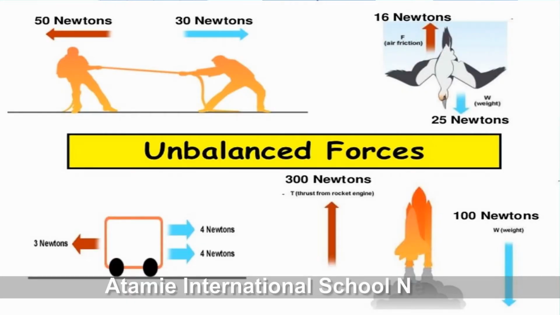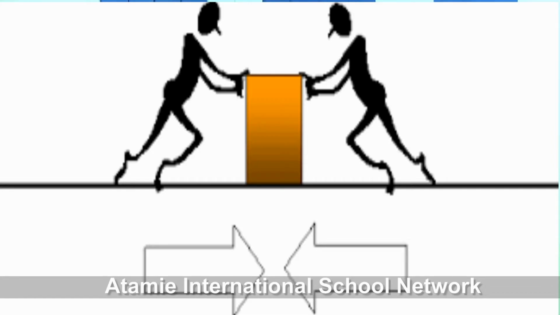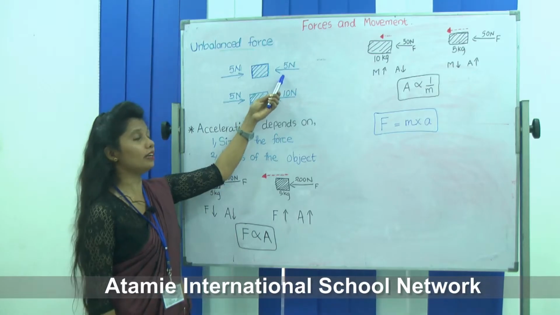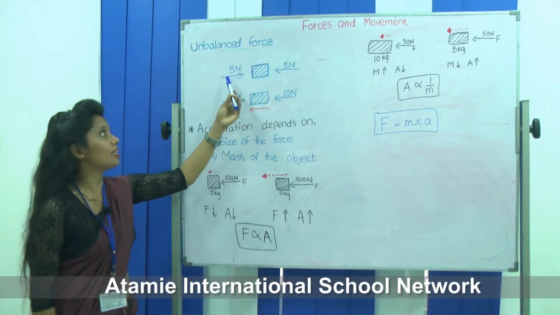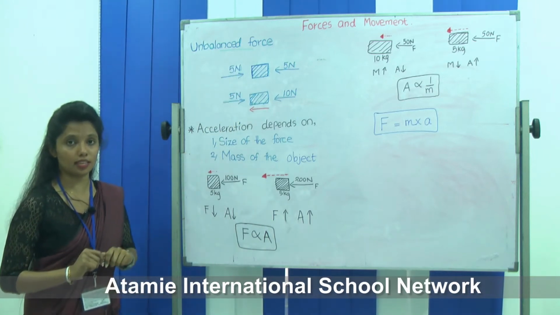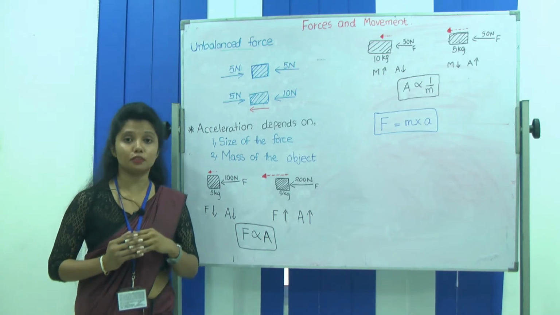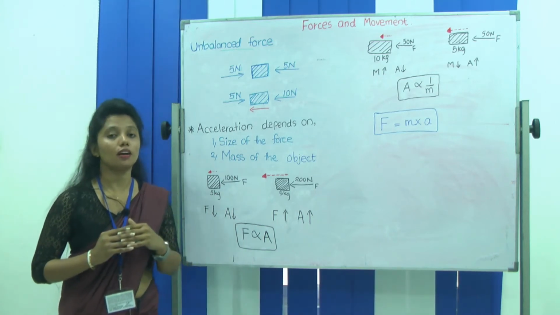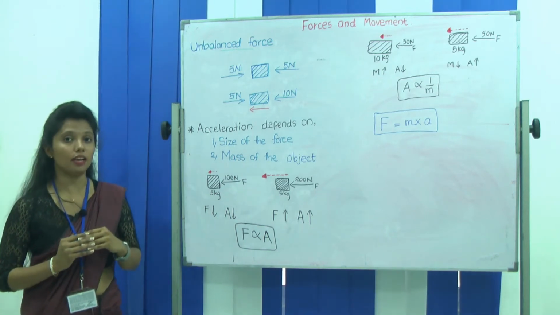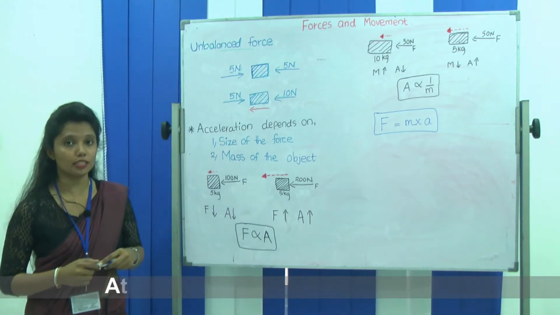Here I have taken an object. From this side I will be applying 5 Newton and from this side you will be applying 5 Newton. You can see these two forces are equal in size. When there are two equal forces from opposite directions, the object will not move, which means it is a balanced force.